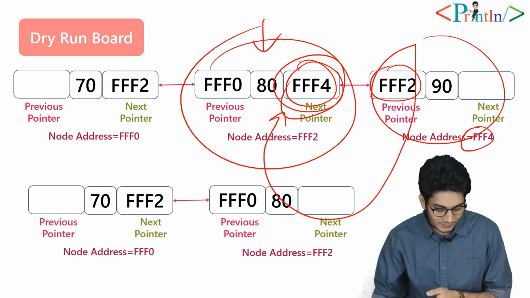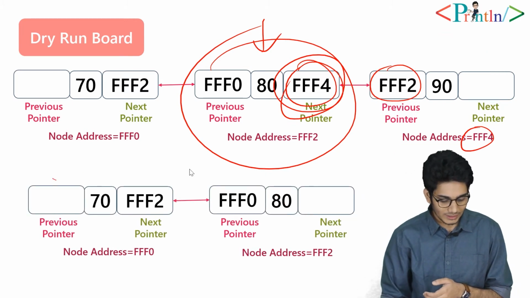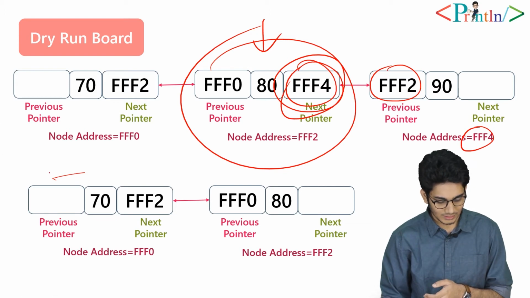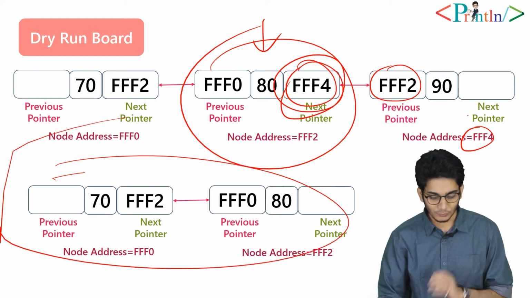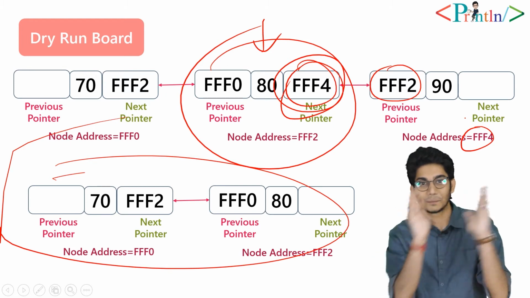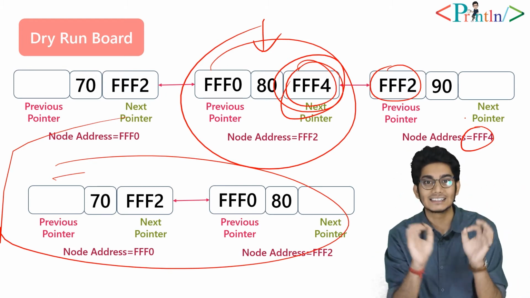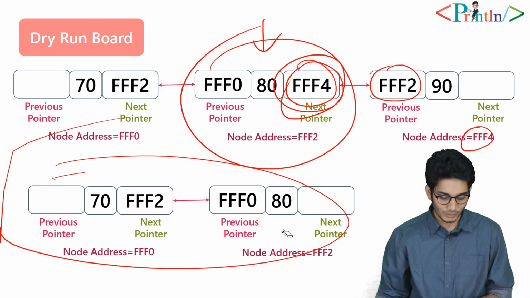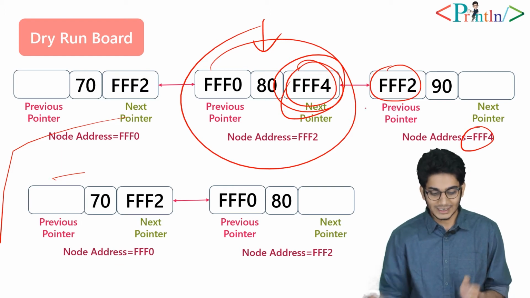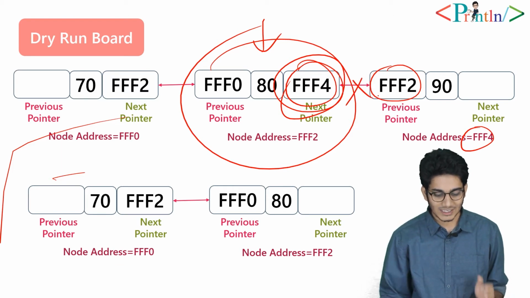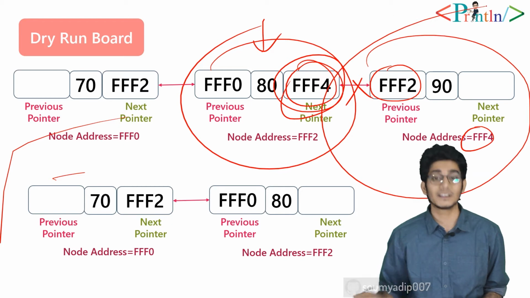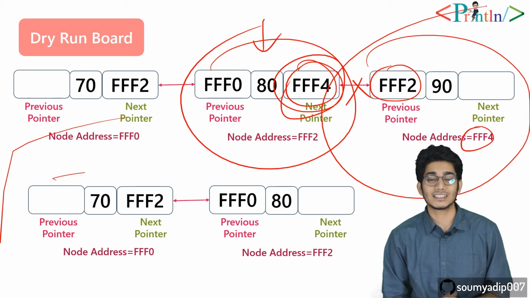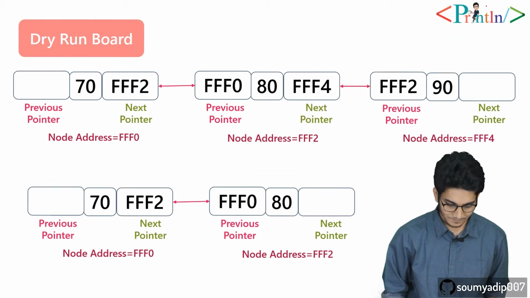Now how will the list look? The list will look like this. We have set last prev next as null, so it contains null. It means this connection has been discarded. We'll just free this memory. I think this portion is clear. Let's look at the algorithm.